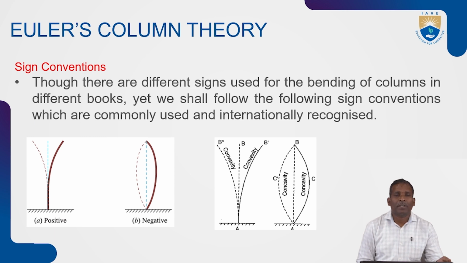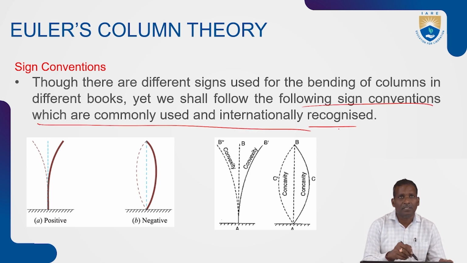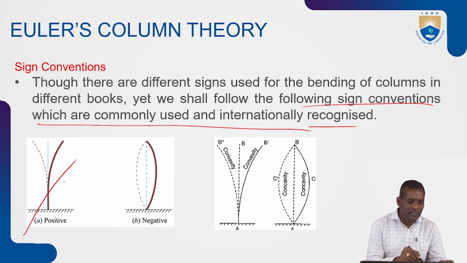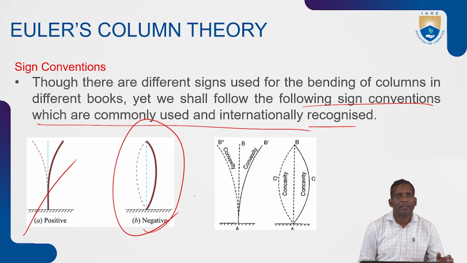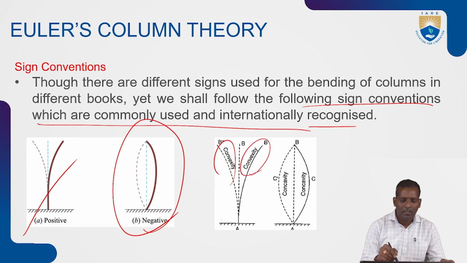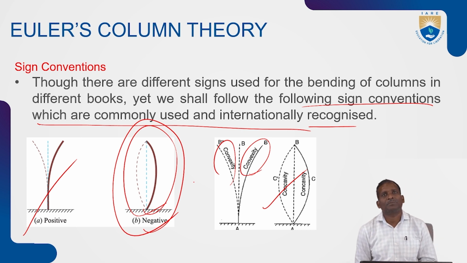The sign conventions are important in this theory. Though different signs are used for the bending of columns in different books, we shall follow the sign conventions which are commonly used and internationally recognized. The positive sign, this shows the diagram, whenever the column bends like this, and the negative sign. In the convexity diagram, convexity is shown in the first case, and in the second case the concavity shape.